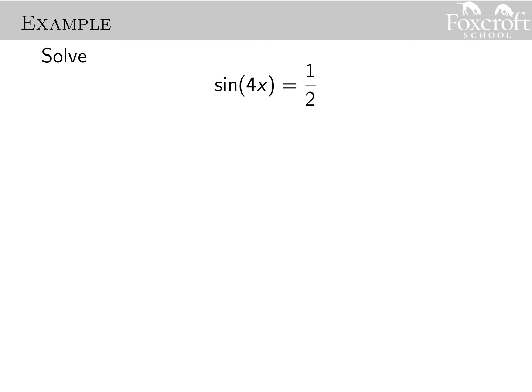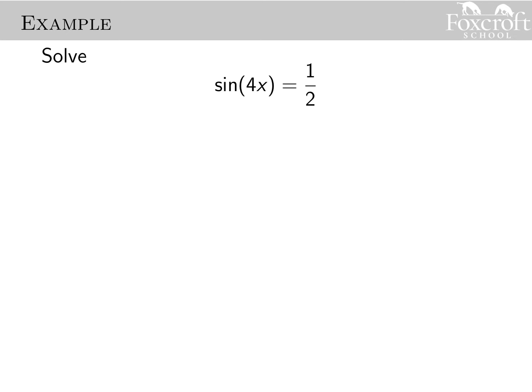So solve sine of 4x equals 1/2. We learned how to do it without the 4 in the previous learning objective. And since we know how to do that, we're going to use that to our advantage. So we know how to solve if it was just a single x without the 4. That's really what our first step is going to be. We're going to rewrite this equation.